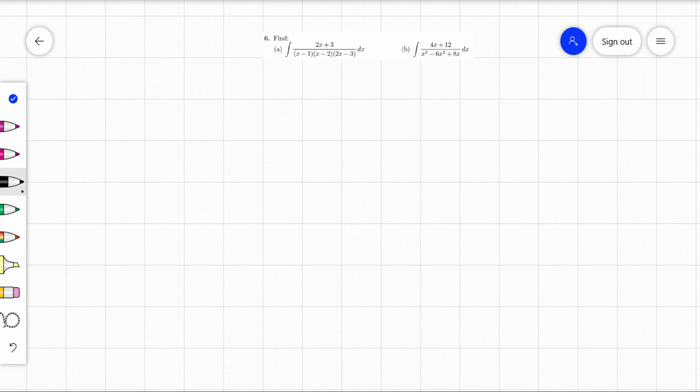All right, so these are partial fractions, and I'll do one method and I'll do a different method for B, so you can just see which one you like. So we want to break up the fraction, and in A we've got (2x + 3) over (x − 1)(x − 2)(2x − 3). All right, so these are all linear: x − 1, x − 2, 2x − 3.